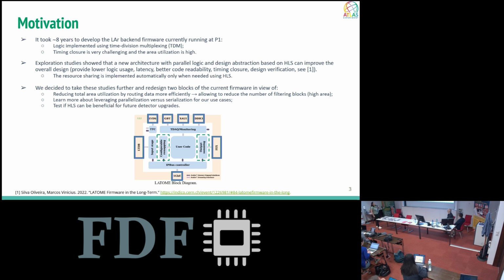So we decided to redesign two of these blocks, the remapping and the output summing, focusing on reducing the total area utilization by routing the data more efficiently, because this allows us to reduce the number of the filtering blocks, and these filtering blocks use most of the area of the FPGA. And also, this is for learning more about leveraging the parallelization versus the serialization for our cases, and to test if high-level synthesis can be beneficial for future detector upgrades.